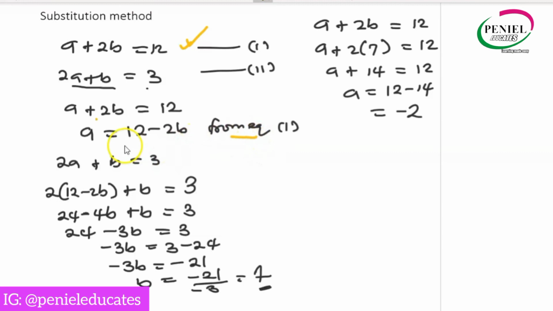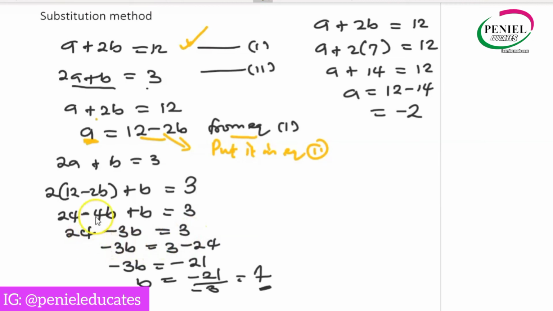Once I've gotten my a from equation 1, I'm now going to put it in equation 2. Equation 2 says 2a plus b is equal to 3, and my a from equation 1 is this. So 2 into a, which is 12 minus 2b, plus b is equal to 3. I do my multiplication: 2 times 12 is 24, minus 4b plus b, that is minus 3b, which is equal to 3. So 24 minus 3b is equal to 3.